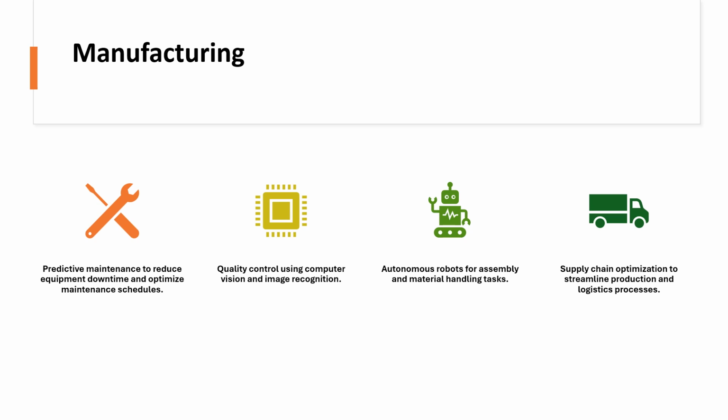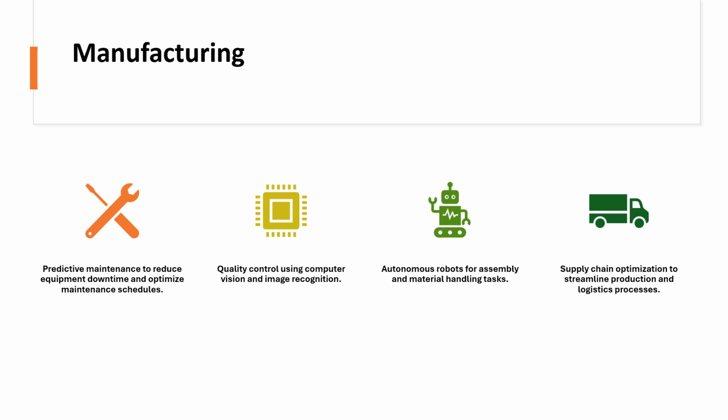Quality control using computer vision and image recognition. This is already used in a lot of industries, where they use cameras to detect faulty products. If you're producing products, it could even be vegetables, it can find the defective vegetables, or a product which is not good, analyzed with image recognition, and this data can also be stored for future analysis.